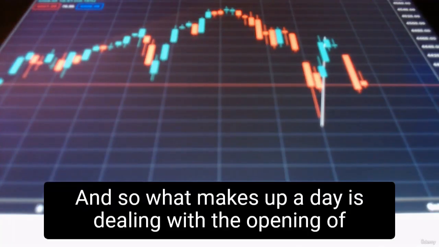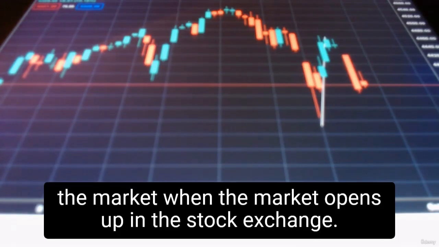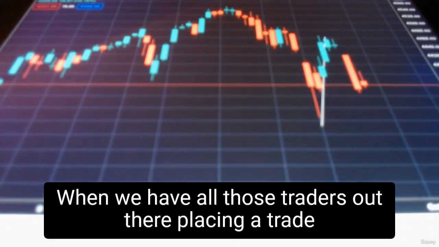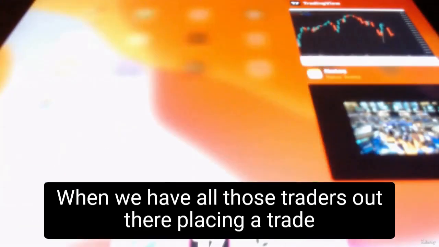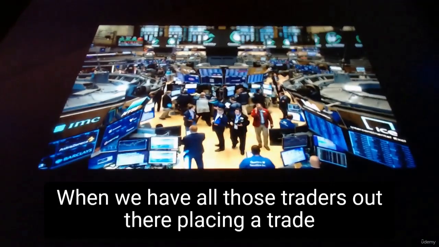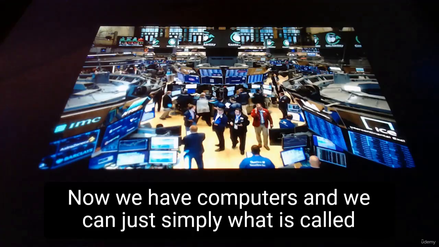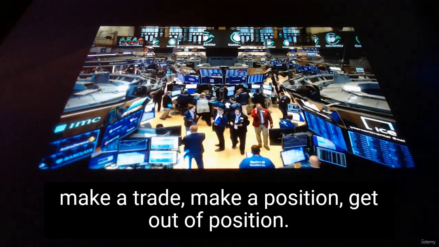And so what makes up a day is dealing with the opening of the market, when the market opens up in the stock exchange and we have all those traders out there placing trades. Back then, you had to have a broker. Now we have computers, and we can simply make a trade, make a position, get out of position.